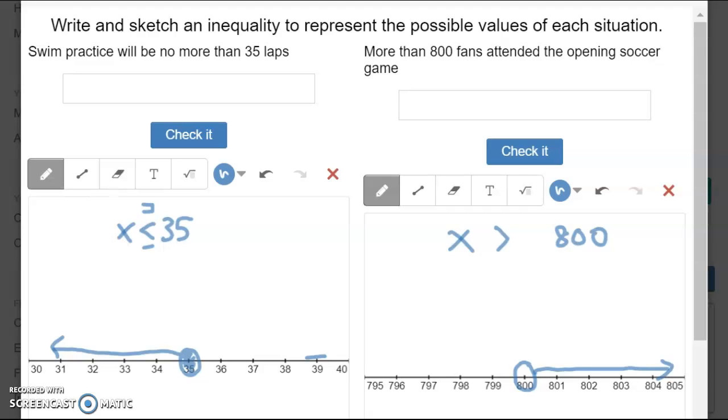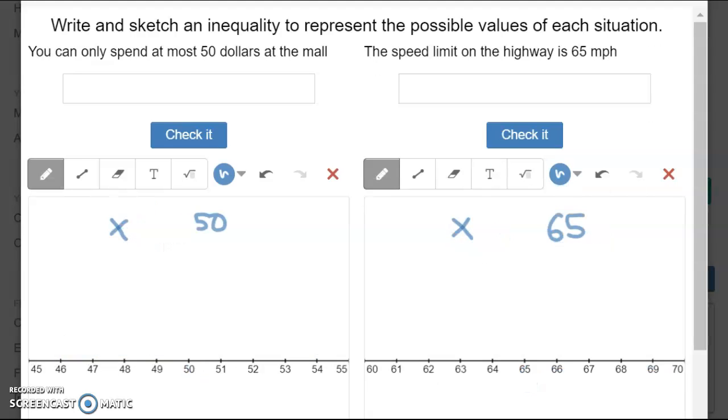That's what this means. Okay, you can only spend at most $50 at the mall. Does that mean I can spend $50? It says at most. That means yes, I can spend $50 exactly. At most means I cannot spend any more than $50. That means I need to spend less than $50. So whatever I'm spending is less, smaller than 50. But it is also equal to, because I am allowed to spend $50.